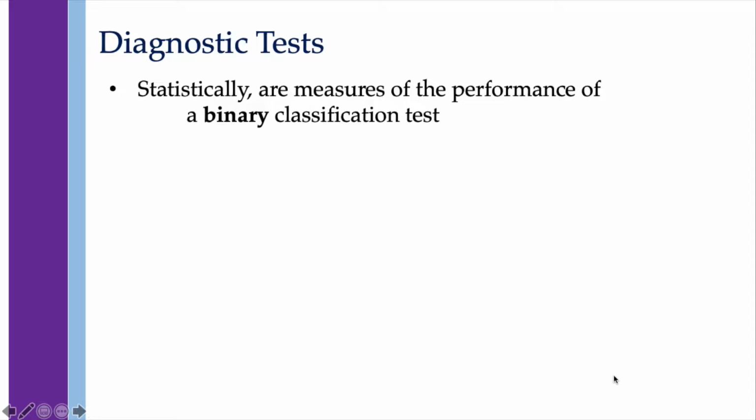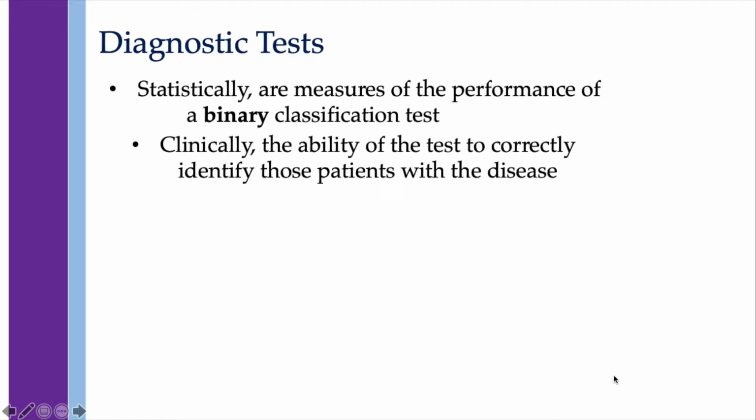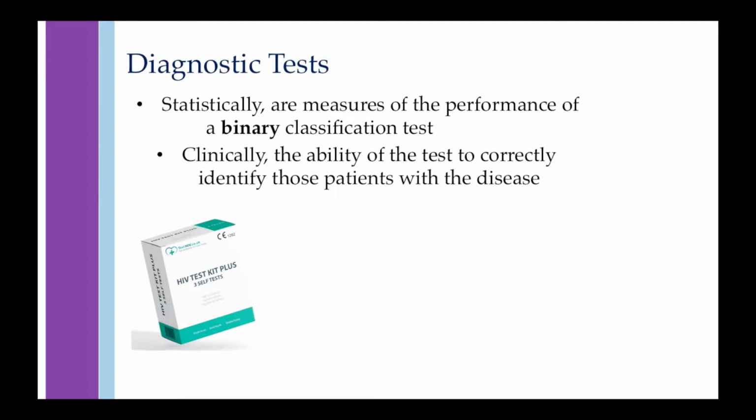Let's say, does a particular patient really have the disease or not? So two possible outcomes only. Clinically, this is the ability of the test to correctly identify those patients with the disease. Examples are the rapid test kits. Let's say an HIV rapid test kit. How accurate is that rapid test kit in identifying whether the patient really is infected with HIV?